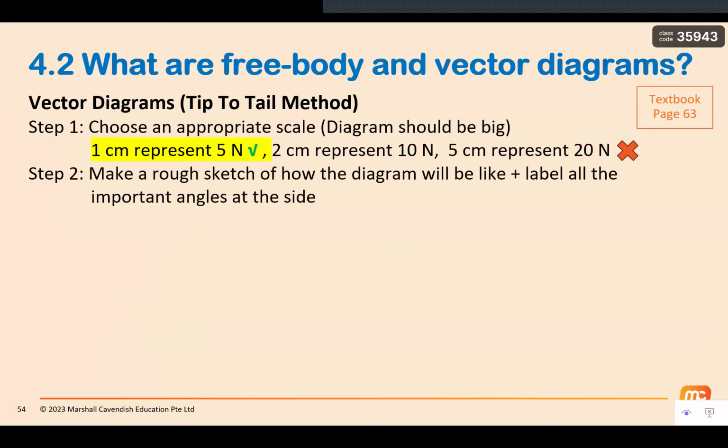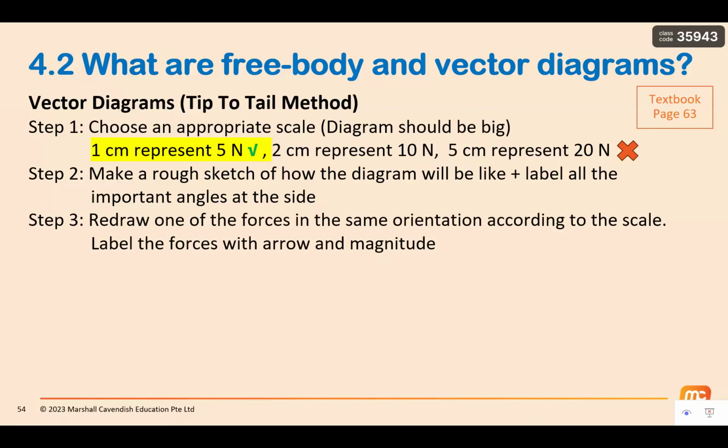Next, we make a rough sketch of how the diagram will look, at the side, and we label all the important angles on the sketch. It's important to do that so that you know where you should start drawing your diagram. Should you draw your diagram from the top or from the bottom? When you do a sketch, it's easier to visualize the angles between the forces so that you know how to continue when you're drawing your actual diagram. So you just make a rough sketch. You don't need to measure the length or the angles, you just label them.